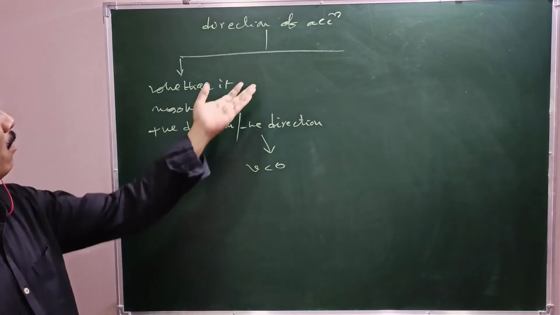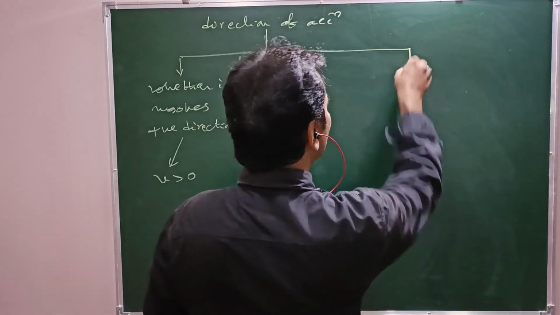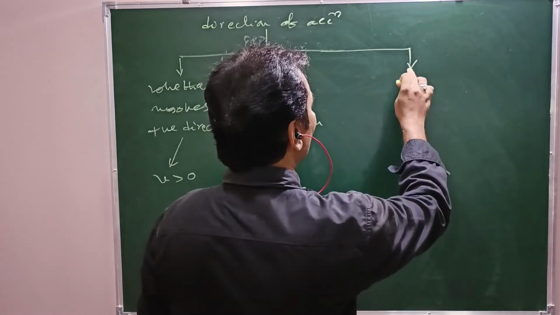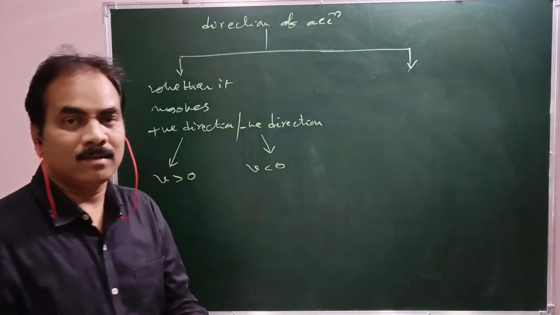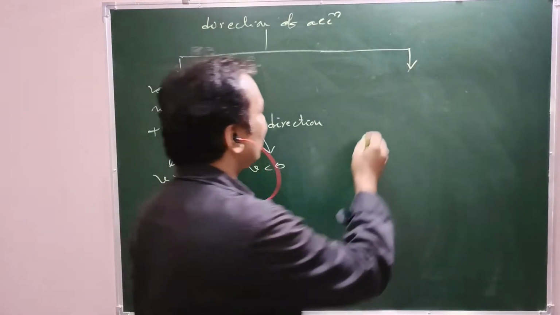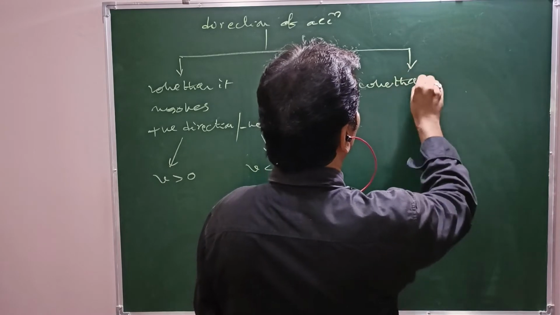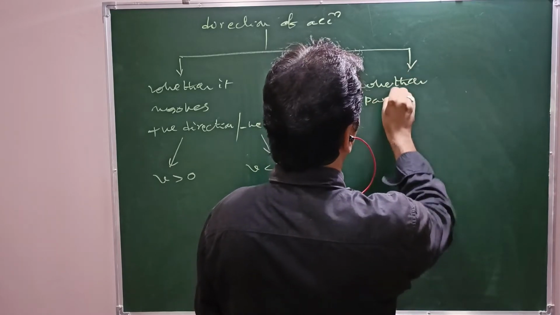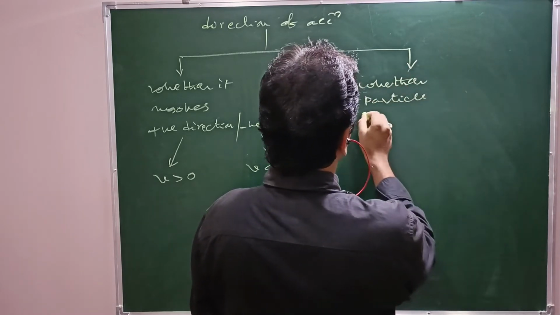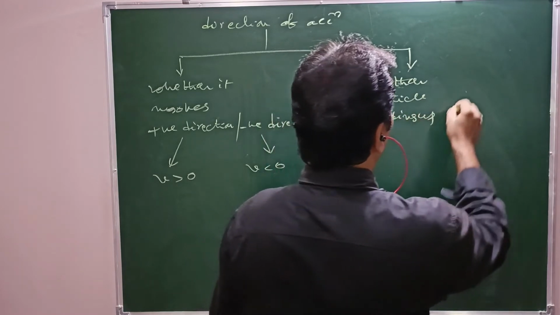Alright. Now the second case which characterizes the direction of acceleration: whether the particle is slowing down, otherwise speeding up. Right? Whether the particle is speeding up or slowing down.